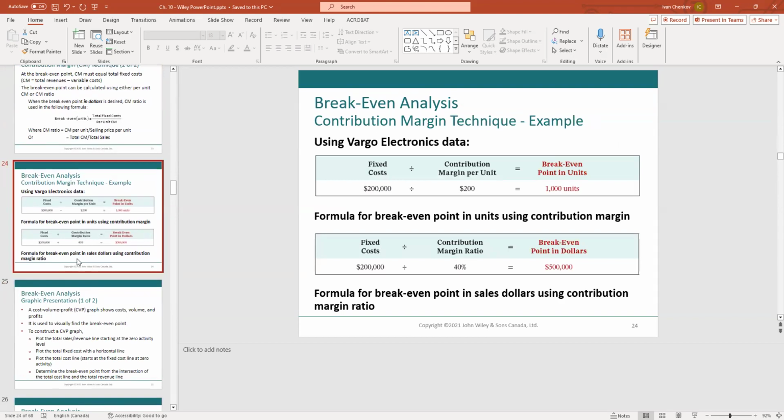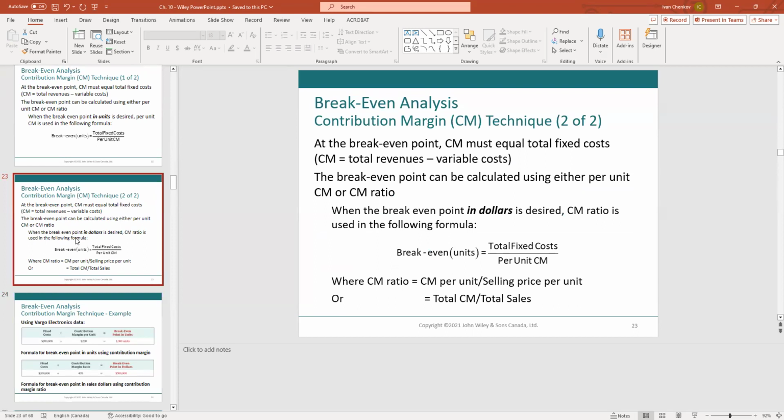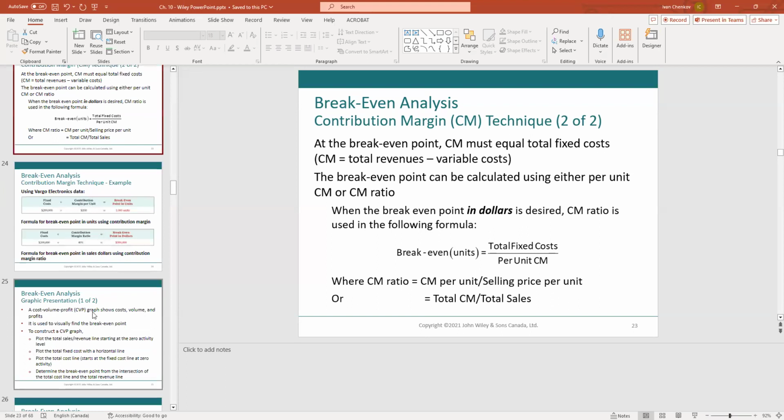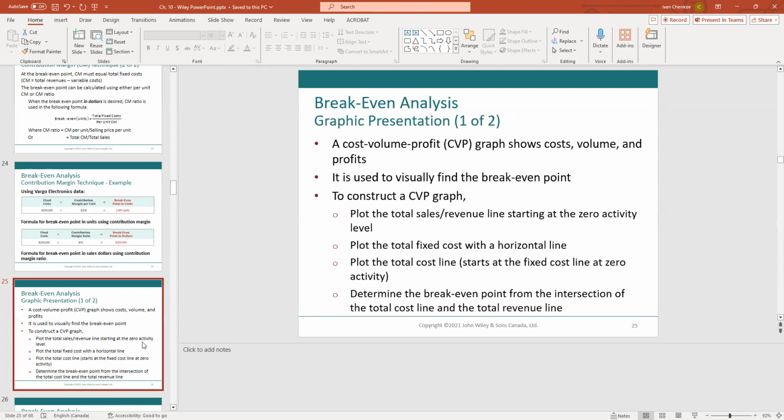Can we get the break-even as dollar sales? Yes, we can. But here we don't use the unit contribution margin per unit. We have to use the contribution margin ratio. So remember, in the break-even, the numerator is always fixed cost. The denominator depends. Either it's going to be contribution margin per unit if you want the number of units, or it's going to be the contribution margin ratio if you want total sales.